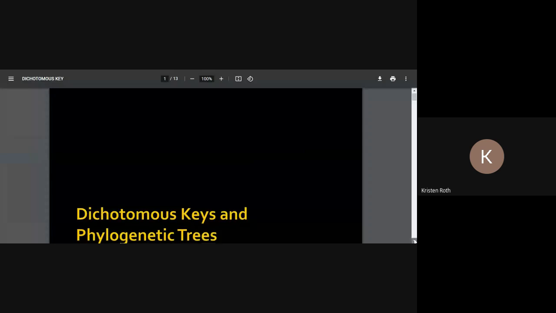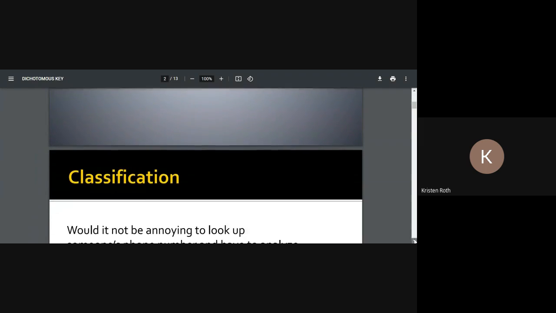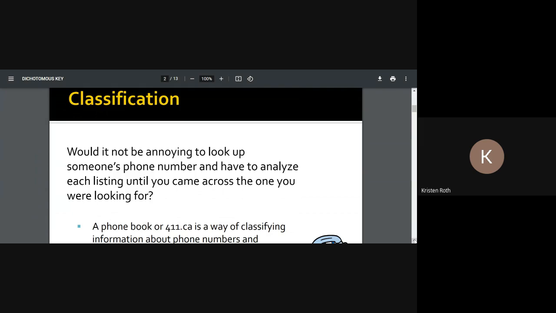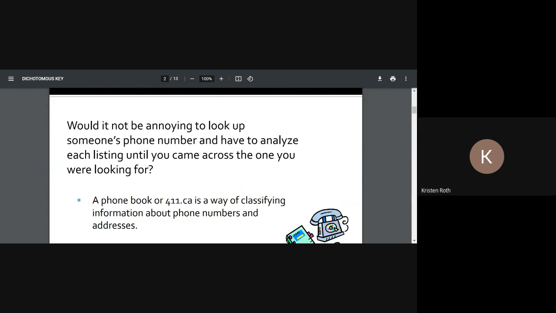Okay, so dichotomous keys and phylogenetic trees. So first one, classification. We looked at some classification yesterday, right? We looked at taxonomy, which is a way of naming. It's a nomenclature, a naming system. So what this is looking at is a way to find what you're looking for. Would it not be annoying to look up someone's phone number and have to analyze each listing until you came across the one you were looking for? A phone book or 411 is a way of classifying information about phone numbers and addresses.